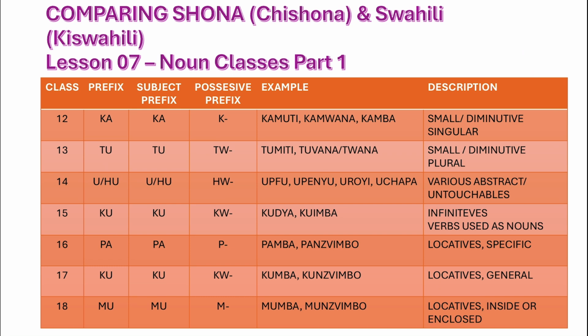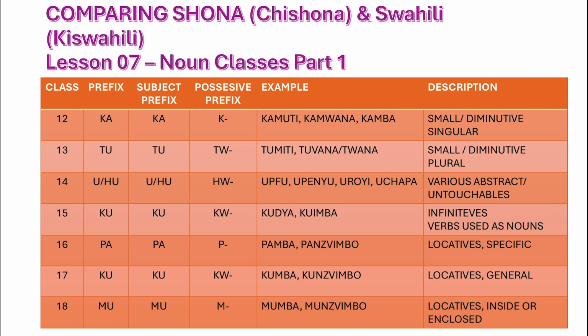Tuvana are small children or small babies, or twana. Class 14, U or Hu class. These are various abstract untouchables. For example, upu is milimil, upenyu is life, uroyi is witchcraft, uchapa is filthiness or dirtiness.